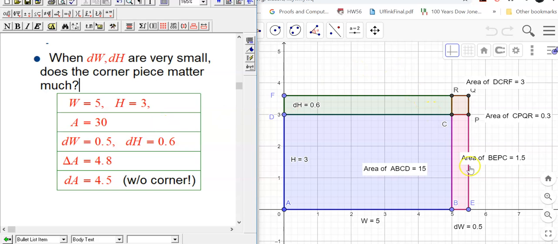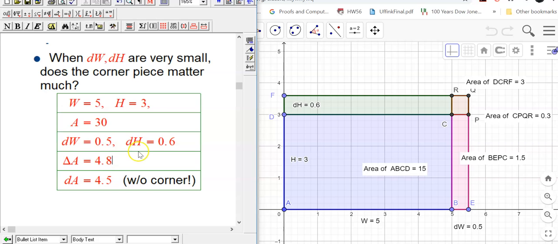Here's the one I have written out, where we had 5 and we changed it to 0.5. We had 3 and we changed it to 0.6. And so the total new area is the sum of all three of the new pieces, the pink, the green, and the brown. So we got 1.5 plus 3.0 plus 0.3. Just a simple numerical calculation.